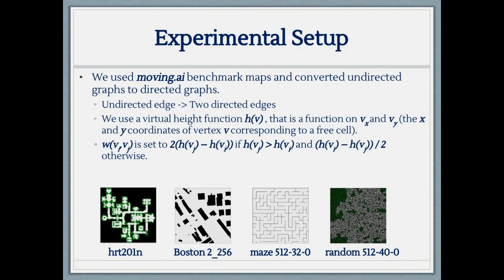In order to test our method, we used benchmark maps from moving.ai and converted the undirected graphs to directed graphs. We did this by assigning a virtual height to each node based on its XY coordinates in the map. This height was used to assign asymmetric edge weights between connected nodes.